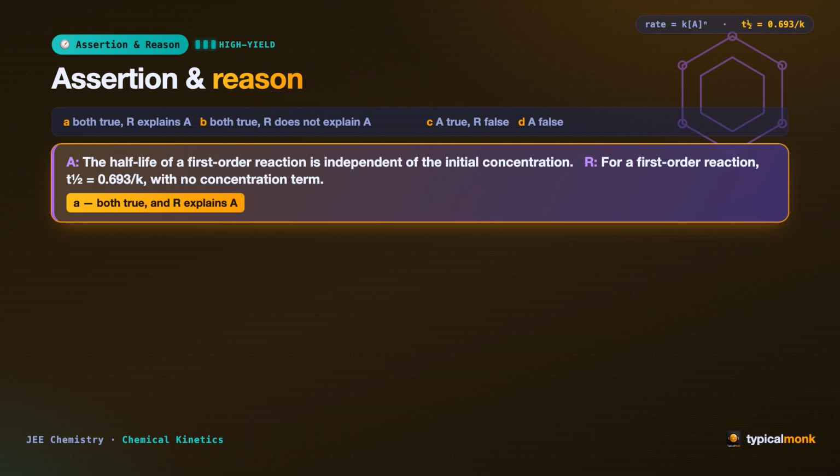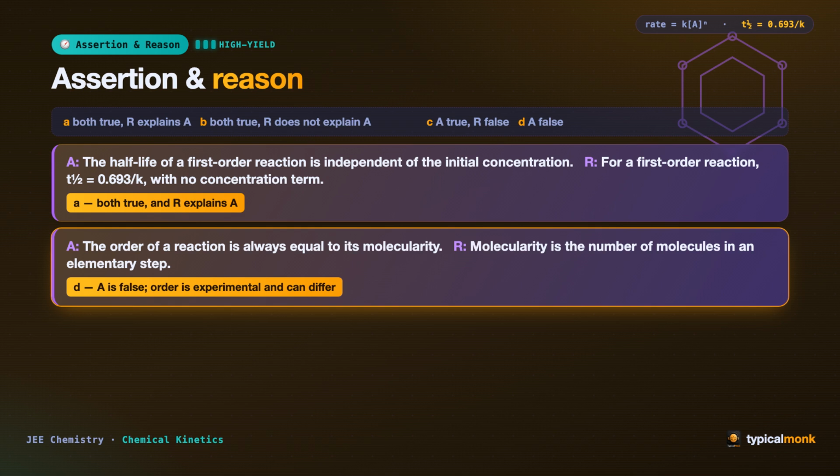For each pair, are both true, and does the reason explain the assertion? First pair. Assertion: the half-life of a first-order reaction is independent of the initial concentration. Reason: for a first-order reaction, t half equals 0.693 over k, which has no concentration term. Both are true, and the reason directly explains the assertion. The answer is A.